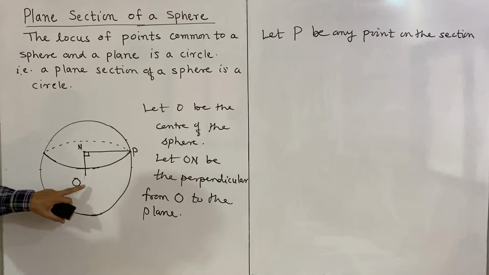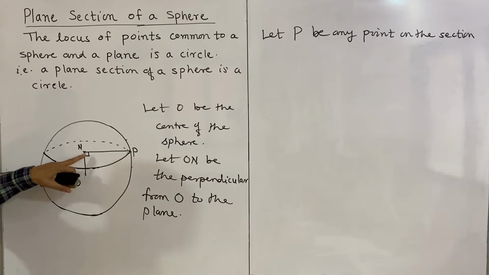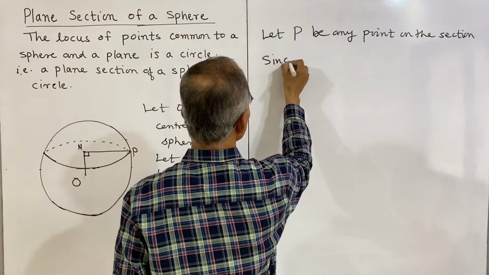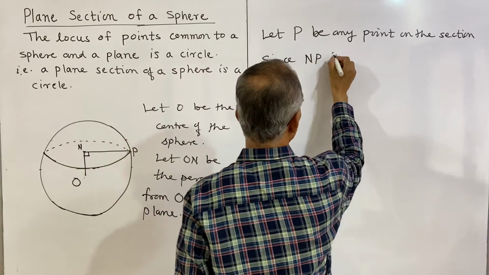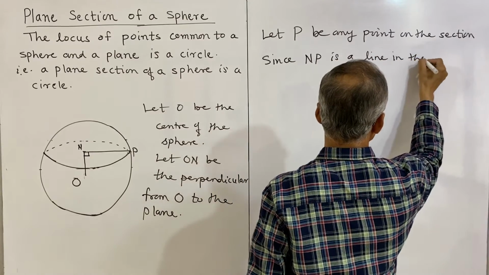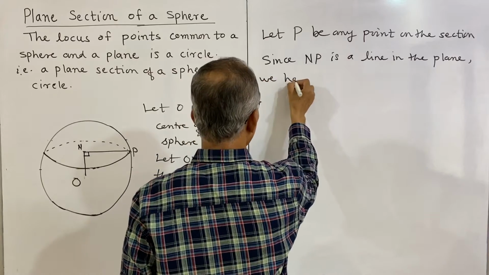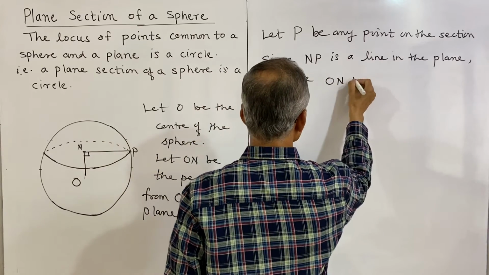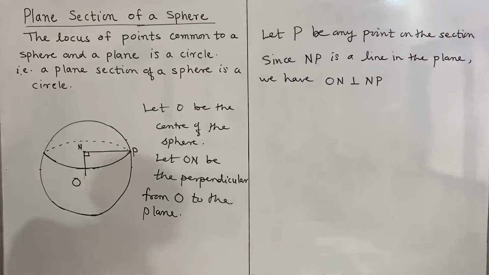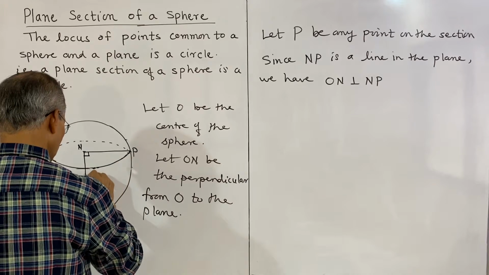Now because we have considered ON is perpendicular to the plane, and NP is a line in the plane, since NP is a line in the plane, we have ON is perpendicular to NP. This ON is perpendicular to NP, and now we can join this O and P. See, this is the join.